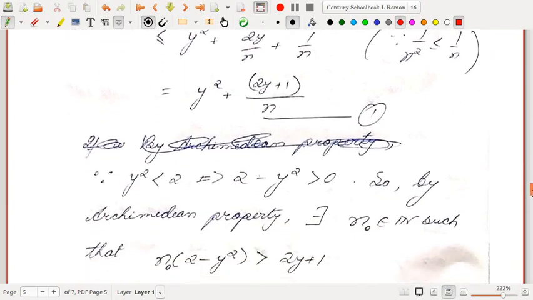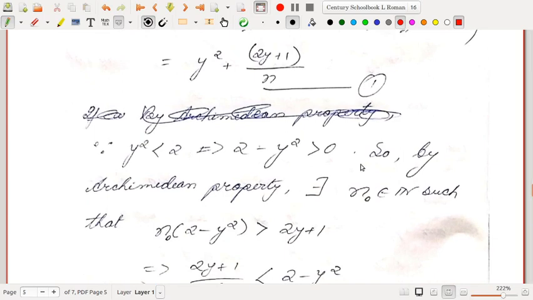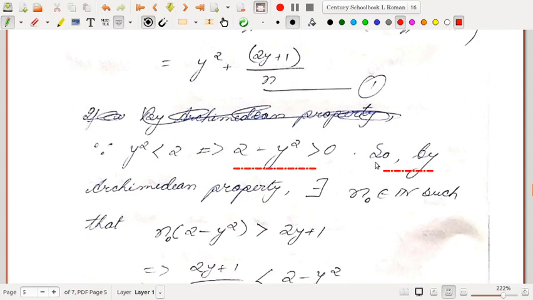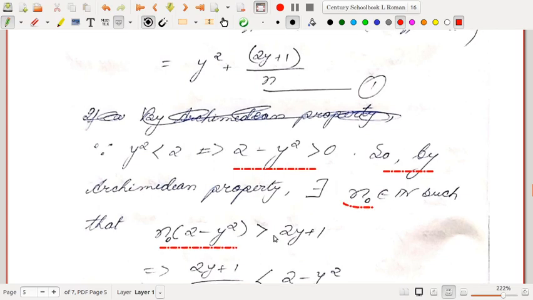Now y squared is less than 2, that means 2 minus y squared is greater than 0. In the last lectures we also did the Archimedean property. So 2 minus y squared is a positive real number, and we can find a natural number n naught such that n naught times (2 minus y squared) is strictly greater than twice y plus 1. The reason for choosing this is that equation 1 is in our mind. We want to make this quantity less than 2.